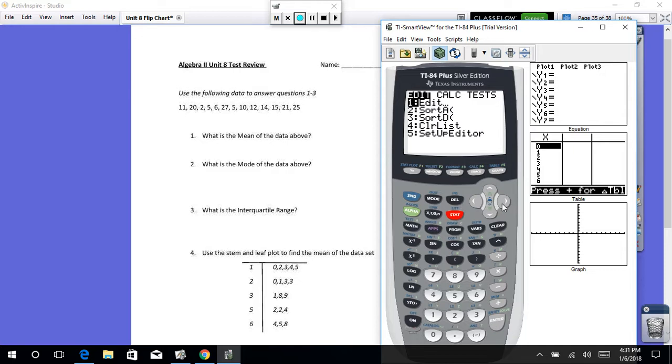Okay, stat over to calculate. And questions 1 through 3 pop up right here on our calculator. Okay, the mean, 13.3.